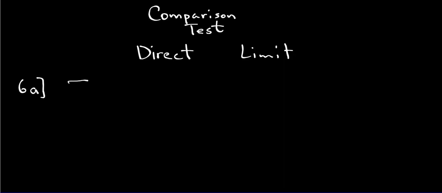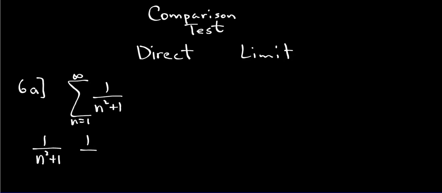Let's suppose that we have this series, and we want to know, does that series converge? Well, we suspect that it does converge because we know 1 over n squared converges, because that's a convergent p-series. So we compare these two. We take 1 over n squared plus 1, and we compare it to 1 over n squared. In fact, 1 over n squared plus 1 is less than 1 over n squared.